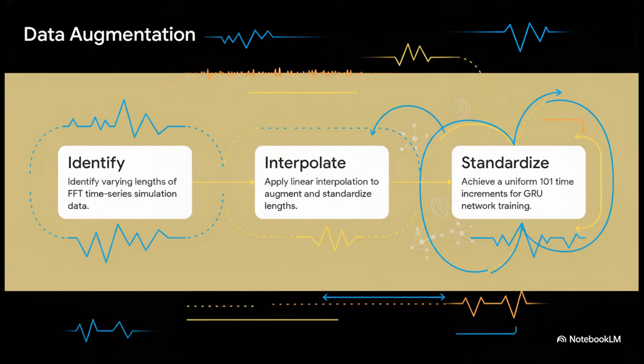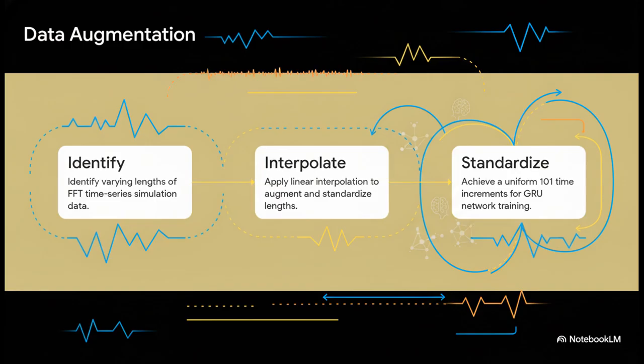But dealing with time series data from simulations creates a massive formatting problem. The high-fidelity FFT simulations naturally converge at entirely different speeds. So you might get time series data that's 15 steps long for one simulation and 100 steps long for another. You literally cannot train a structured GRU network on wildly uneven data like that.